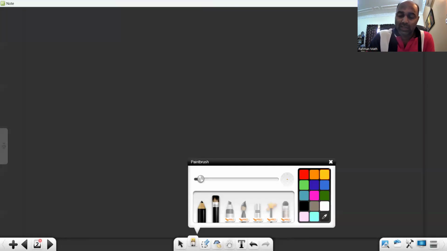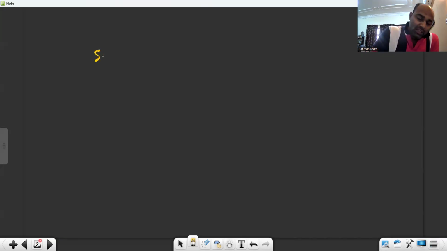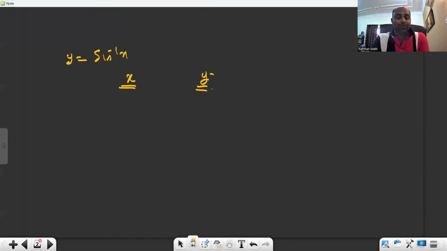Here I saw some paper. Not last year, the previous year asked graph and domain and range. Sin inverse x. This domain means, where y equal to sin inverse x, where x lies, that we are calling domain. Where y value, that means sin inverse x lies, that we are calling range. So domain of sin inverse x is minus 1 to 1. Range I already told you, minus pi by 2 to pi by 2.